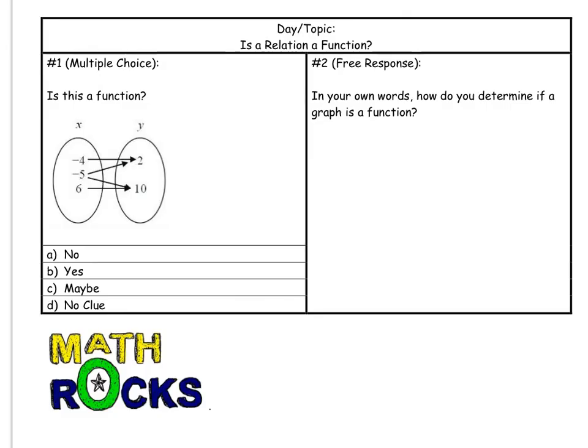Okay, now it's your turn. In multiple choice question 1, determine if this is a function. My suggestion would be to make a table of ordered pairs for your x and y. Number 2, in your own words, how do you determine if a graph is a function? We're talking about a graph. So what did we do in that last slide to determine if a graph is a function?